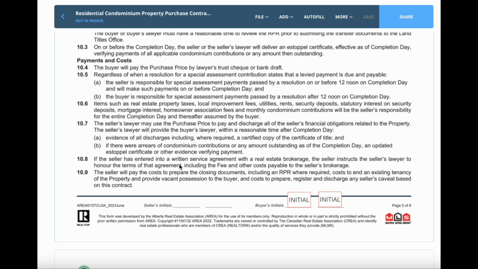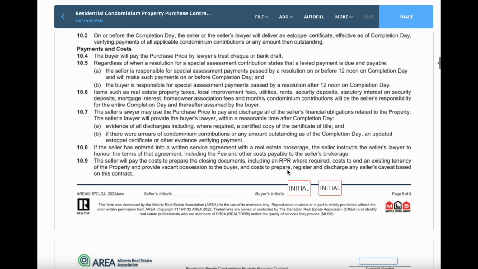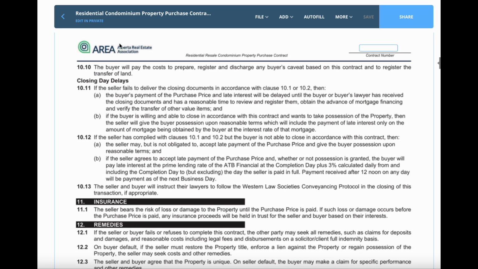If the seller has entered into an agreement with a real estate agent, a real estate brokerage, there will be a fee to pay to the seller's brokerage, and the seller will pay the costs of preparing the closing documents, including the new RPR. So the buyer really is paying only for the legal work on their side. The buyer will pay the cost from their side.